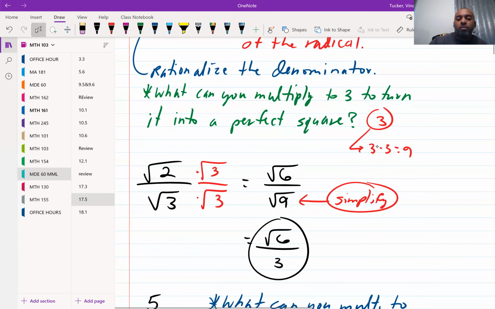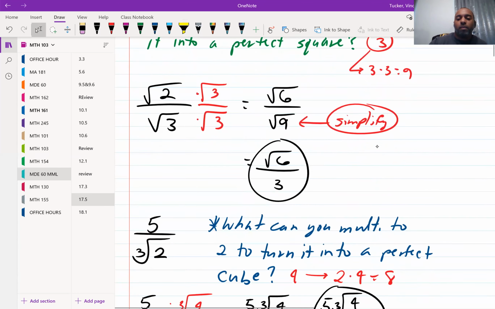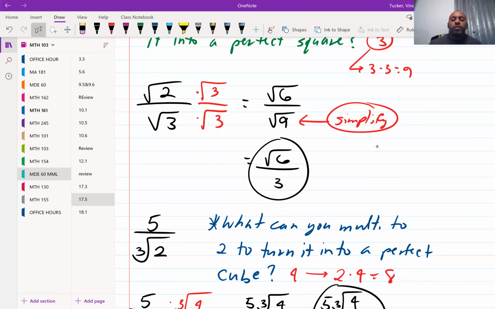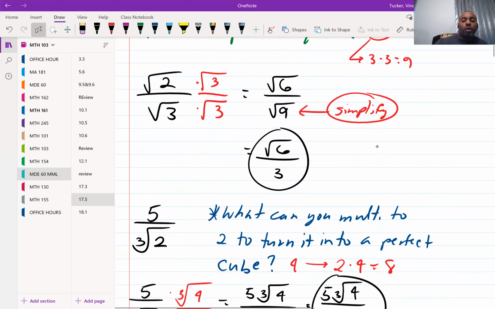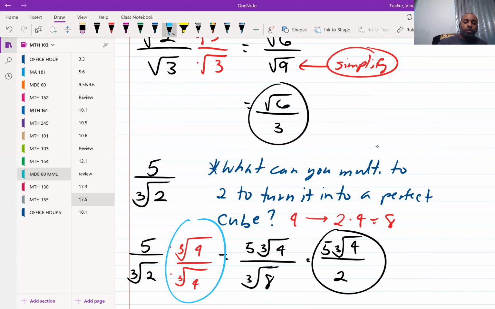All right, scrolling up. Next one, we're looking at 5 over cube root of 2. This time it's the same thought process, but we're looking at the cube root. You can see my question here: what can I multiply to 2 in order to turn it into a perfect cube? I will multiply that 2 by 4. 2 times 4 gives me 8. I can take the cube root of 8. So that's what we will multiply the top and bottom by, cube root of 4. That gives me on the bottom cube root of 8, and on top 5 cube root of 4. I can take the cube root of 8, which is 2, and the numerator just stays that way. There's nothing I can do with that.